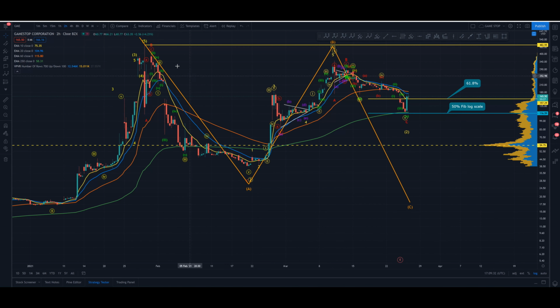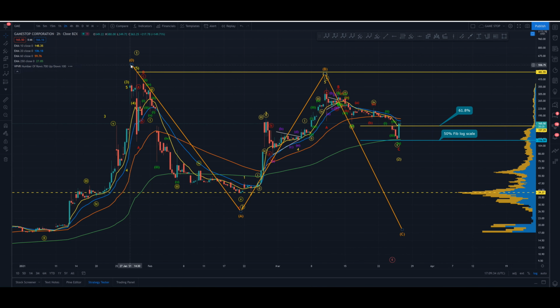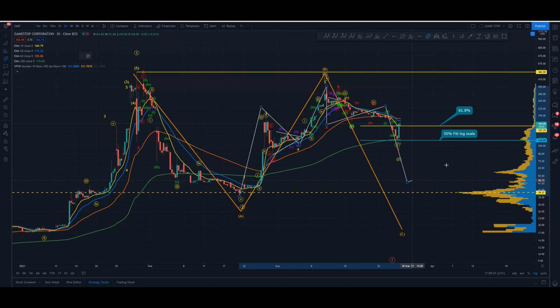So the alternative is this, an ABC structure. Now this also fits at the moment because we have a 3-wave move down here with a 3-3-5 structure, which is what we'd expect to see in ABC on the smaller time frame. We also have arguably, instead of an impulse wave, a 3-wave structure here. Okay, and then we would expect to see a 5-wave move down, something like this.